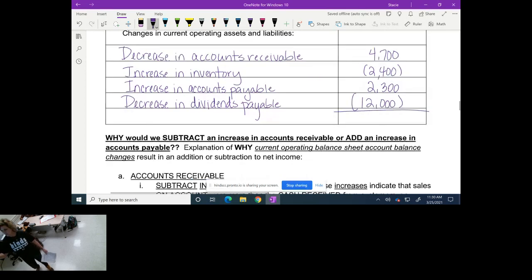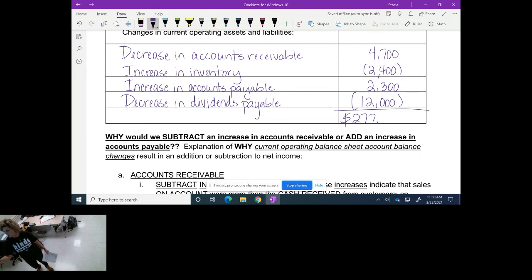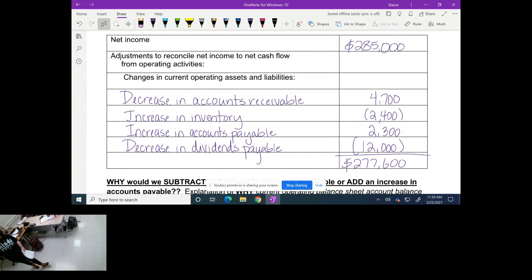Okay, so adding all this up, you get 277,600. So, I mean, you can see net income and our cash flows from operations are not going to be the same.